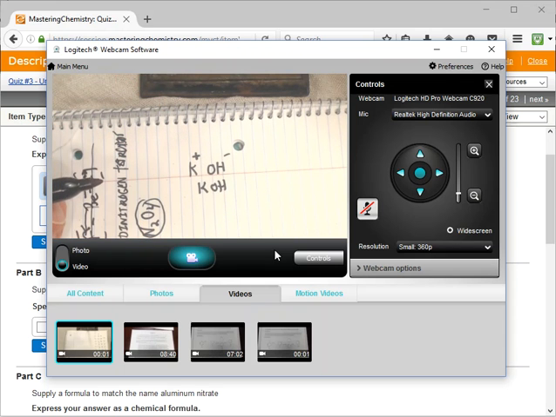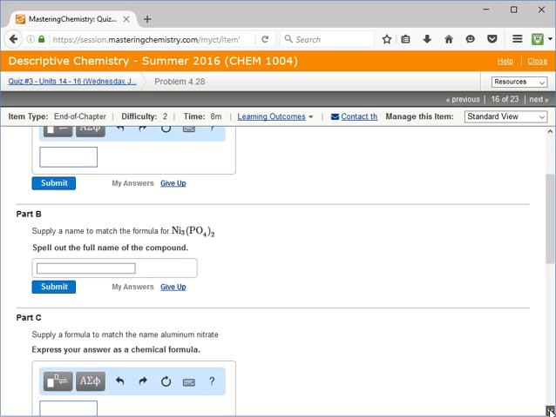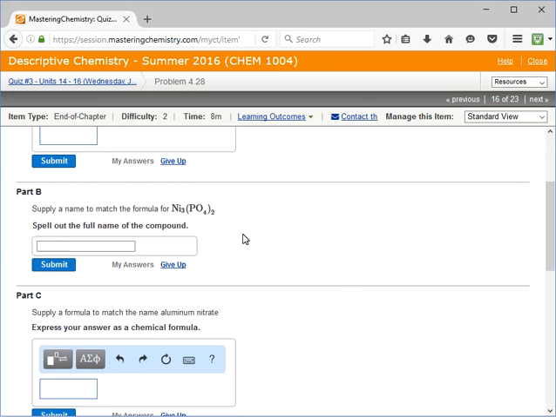Okay. If I look at the next one on here, supply a name to match a formula for Ni3(PO4)2. When you look at this, nickel's one of those we're not too sure of. Remember group 1 is always +1, group 2 is always +2. Remember that aluminum is +3, zinc is +2, and silver is +1. We know those. Everybody else we're not too sure of. So I've got to write this out, and there's my phosphate, and here's my nickel. I need to know something about the charge on the nickel in order to name this correctly.